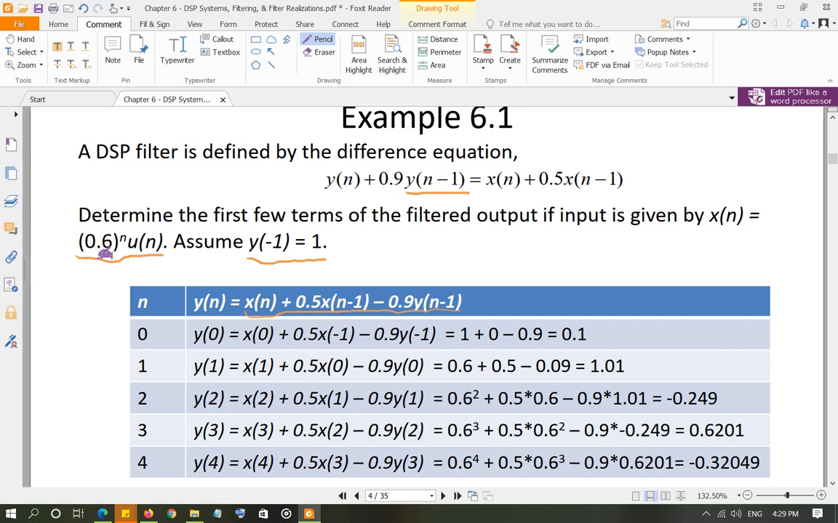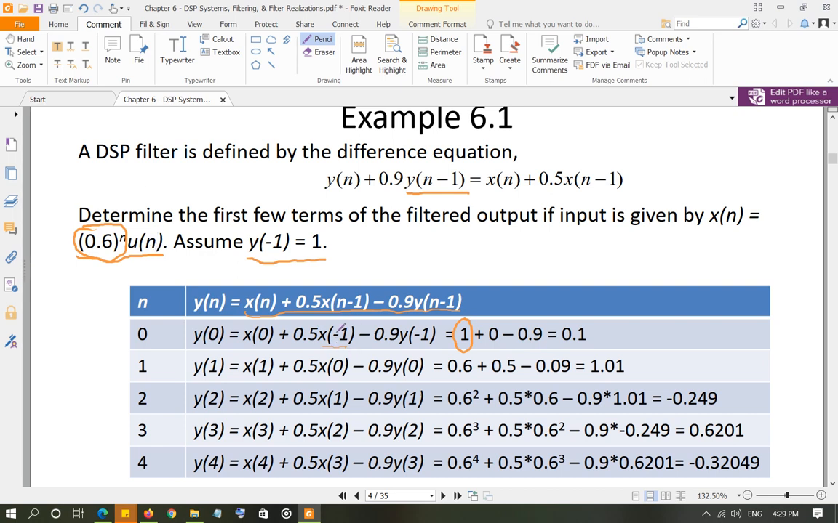So basically, you are looking for this number. 0.6 to the power 0 is 1. So that's why x of 0 is 1. Then 0.5 x of minus 1. Now, x of minus 1 is what? Since it's a step function, and a step function only activates when the argument is 0 or positive.